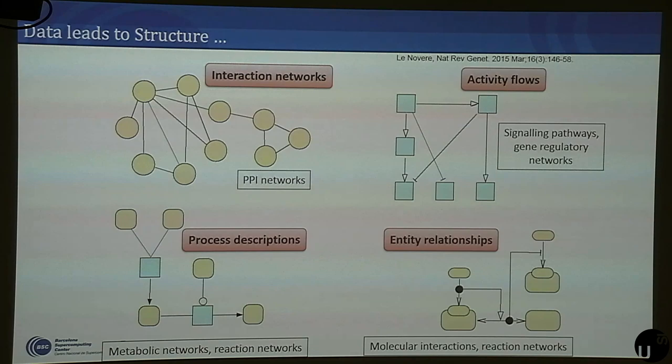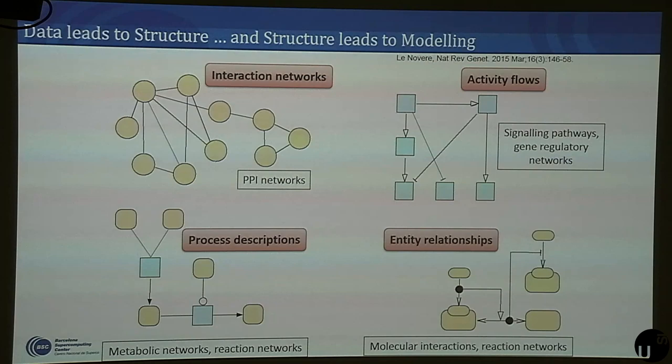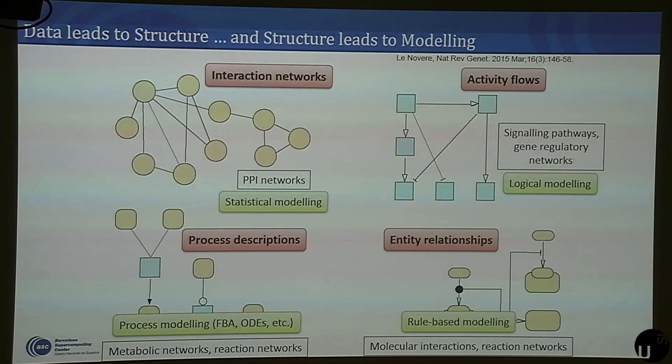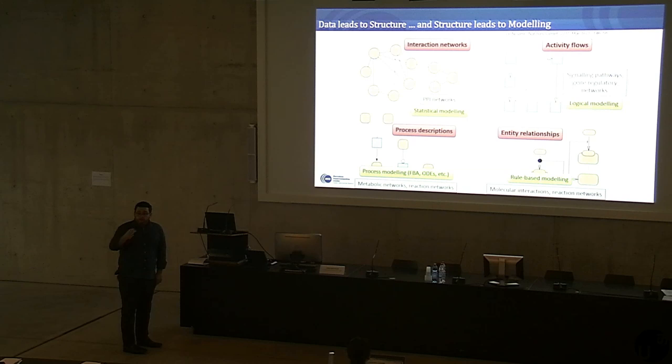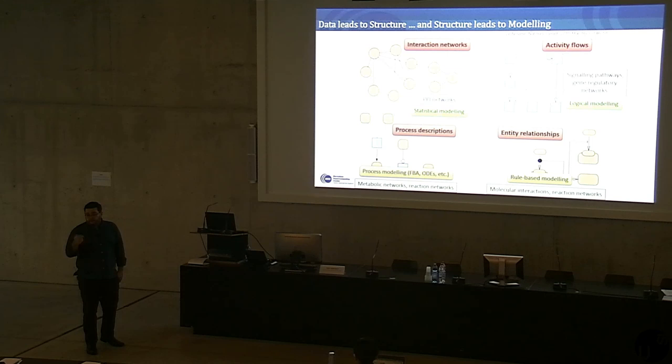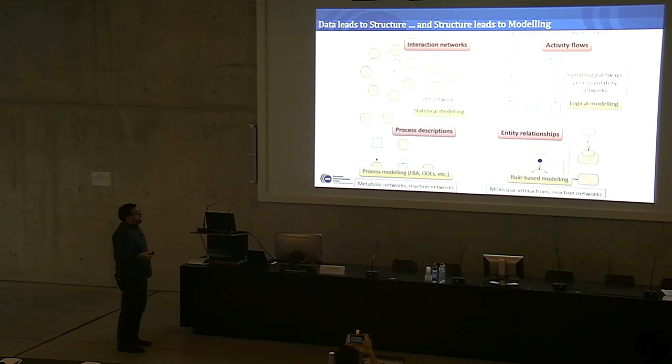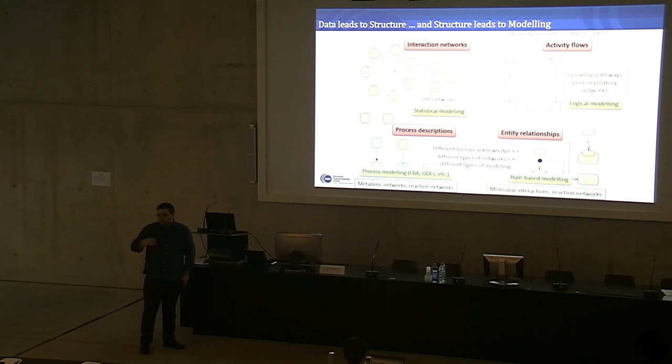These different kinds of networks lead to different kinds of modeling. For instance, in an interaction network, you could work with statistical modeling. With activity flows, you could work with logical modeling. So depending on the data I have, I structure it in one way or another, and I can apply several kinds of modeling to this network. Or the other way around, if I want to model in a certain specific way, I will organize my data in a specific way. And all of those are equally valid. There's not one better than the other. Depending on what you want, you use the tool you need. So different biological knowledge will lead to different networks and different modeling.